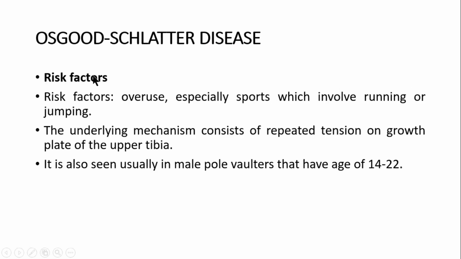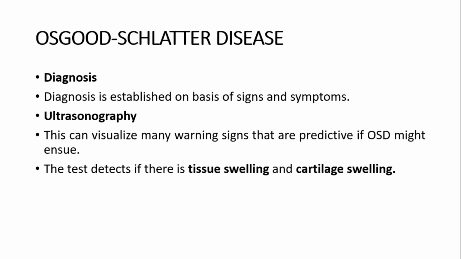Risk factors. What are the risk factors? Risk factors include overuse, especially sports which involve running or jumping. The underlying mechanism consists of repeated tension on the growth plate of the upper tibia. It is also seen usually in male pole vaulters aged 14 to 22.